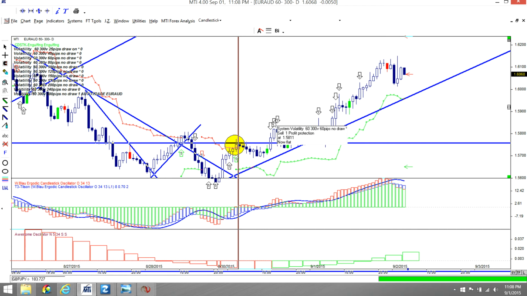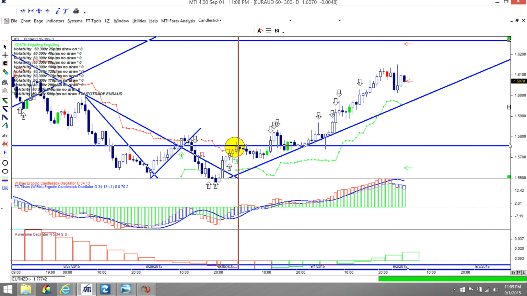25, 40, 60, 80. Then there's a pullback here. Your stop is down here, and then it bounces off this support that used to be resistance, now support. Bounces off here, and then it takes 100 pips, 125, 150, 175, 200, and 240. So the next target up is 500 pips. It may get there, it may not.